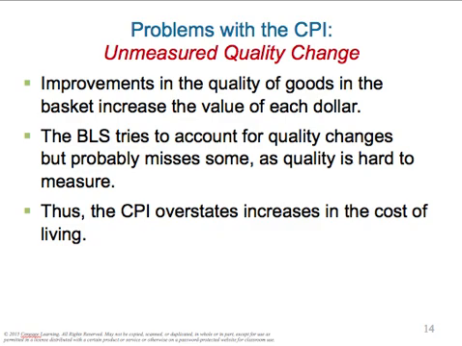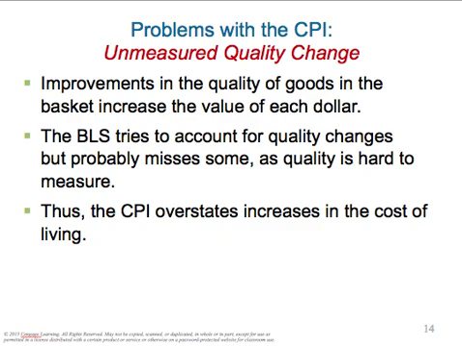Another problem with CPI is unmeasured quality change. Improvements in the quality of goods in a basket increase the value of each dollar. The Bureau of Labor Statistics, BLS, tries to account for quality changes, but probably misses some, as quality is hard to measure. Just like it is hard to try to centrally plan an economy, it's hard to try to centrally understand an economy. Things are constantly moving, constantly changing. Quality changes for different goods. It gets better, it gets worse. That affects what you put in your market basket. Thus, CPI overstates the increases in the cost of living.